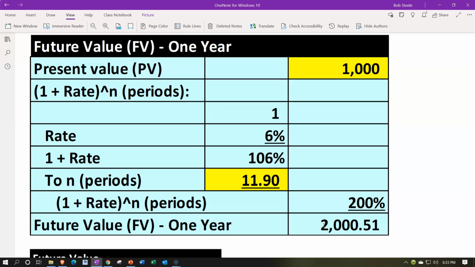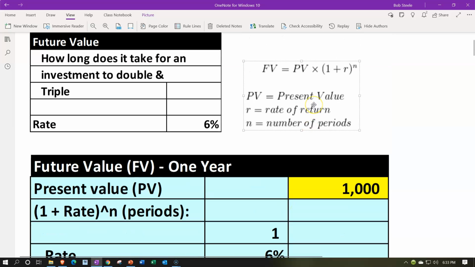So then our goal, of course, is to back into the number of periods. Obviously, this number right here needs to be 2, because we know that 1,000 times the 2, or 200%, would give us the 2,000. So if we then were going to back into this item here, note that we could, of course, do that algebraically using our formula up top.